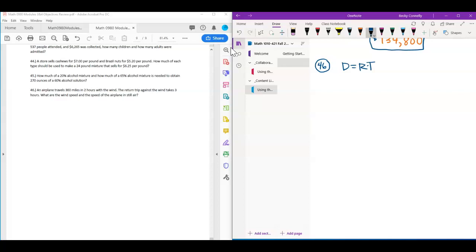All right. So on this type of problem, I also like to set up a little chart to organize my information. So an airplane travels 360 miles in 2 hours with the wind. The return trip against the wind takes 3 hours. What are the wind speed and the speed of the airplane in still air? So the two things that I'm trying to find, I'm going to call W my wind speed and P my plane speed, or speed of the plane, in still air.